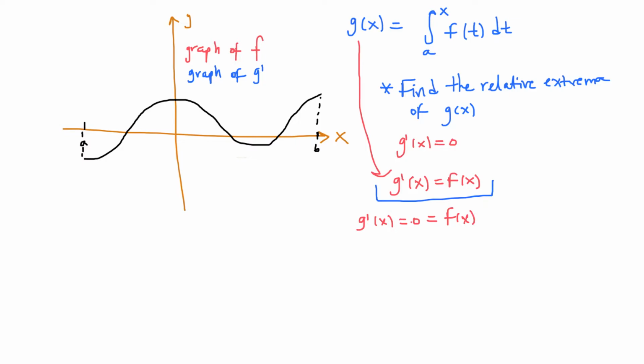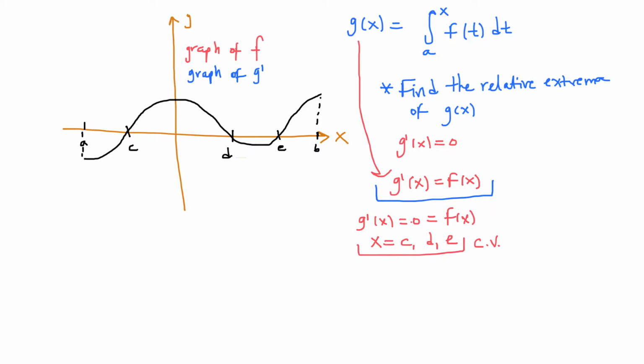Oops, I forgot to label some numbers. So let me just do that real quick. Let me call this point C, D, E. Alright, so then g prime of x is equal to 0 when x is equal to C and D and E. And those right there, those are critical values. And what else do we need? We need endpoints too, oh no, we don't need endpoints, we just want the relative extrema.